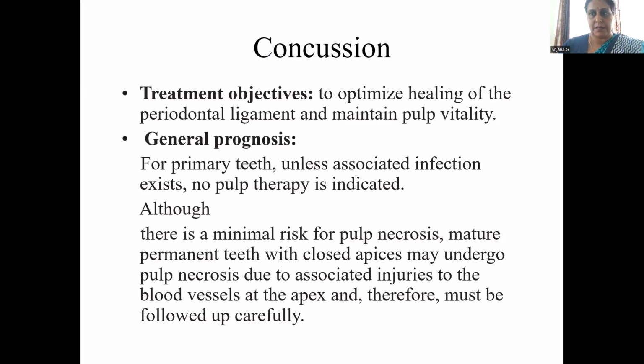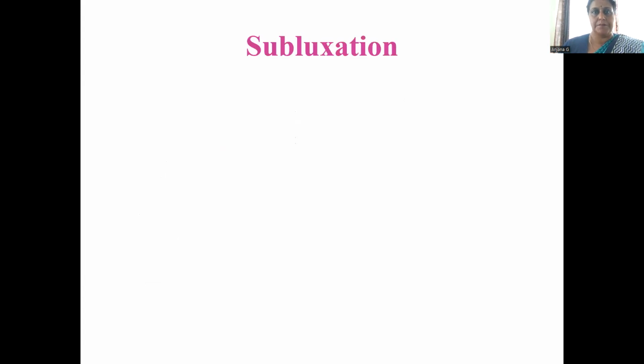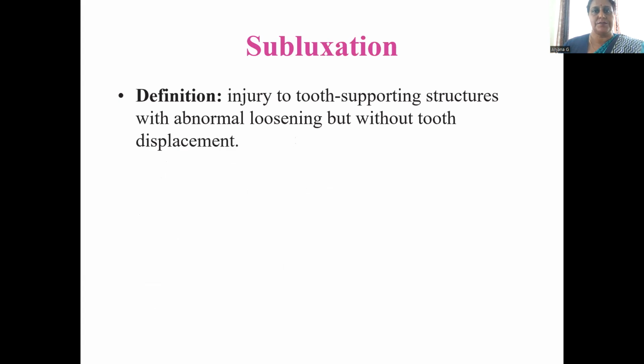The tooth can develop periapical abscess or can discolor, which indicates pulp necrosis, because in a closed apex tooth, the neurovascular bundle enters through a very small orifice at the apex of the tooth and can sever off due to the trauma. Next is subluxation.